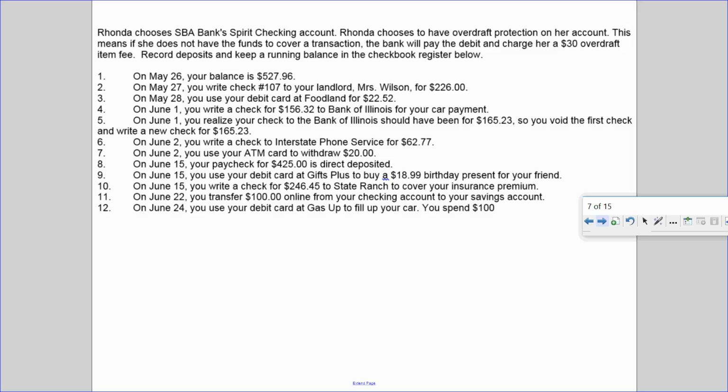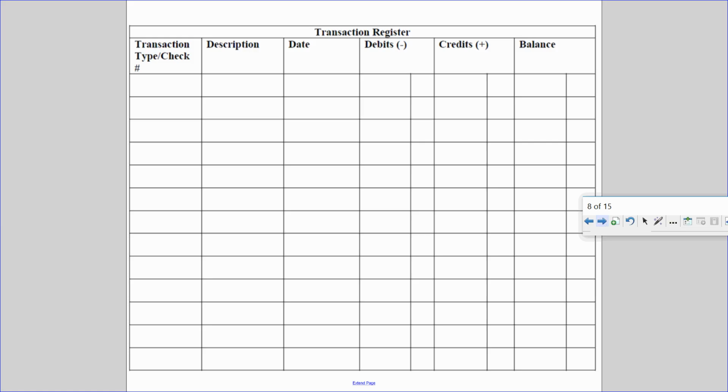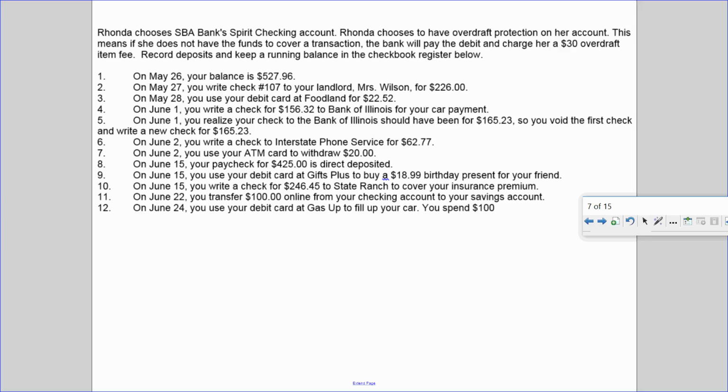Nowadays, some of your parents may still do this, but I personally don't do it because we now have online banking. But a lot of people, grandparents, do this. When they have a checkbook, in the checkbook they have a check register. They enter the information there so they know how much money they have left in their checking account. Without doing this, you do have a chance of having something called an overdraft item fee.